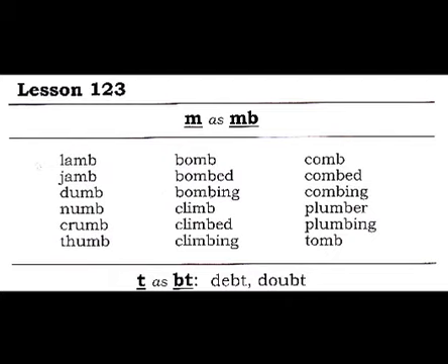Now there are two words spelled where the T is spelled BT, as in debt, like I am in debt, I owe money. It's pronounced debt, D-E-T, but it's spelled D-E-B-T. Or as in the word doubt, like I doubt it, D-O-B-T. The B-T is pronounced as T.